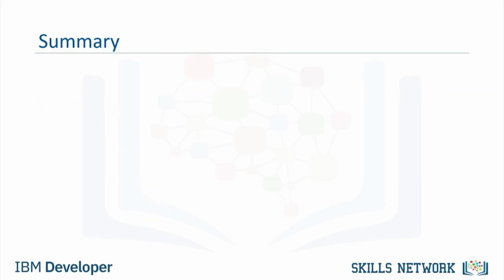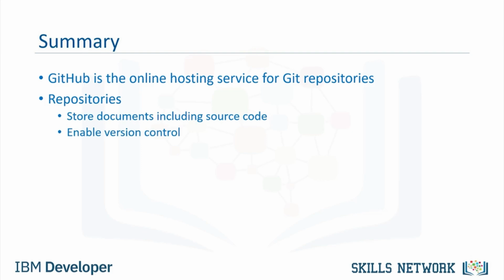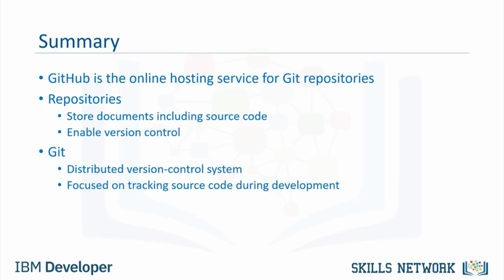In this video, you learned GitHub is the online hosting service for Git repositories. Repositories store documents including application source code and enable contributors to track and maintain version control. What is special about the Git repository model? Git is designed as a distributed version control system, primarily focused on tracking source code during development. It contains elements to coordinate among programmers, track changes, and support nonlinear workflows.